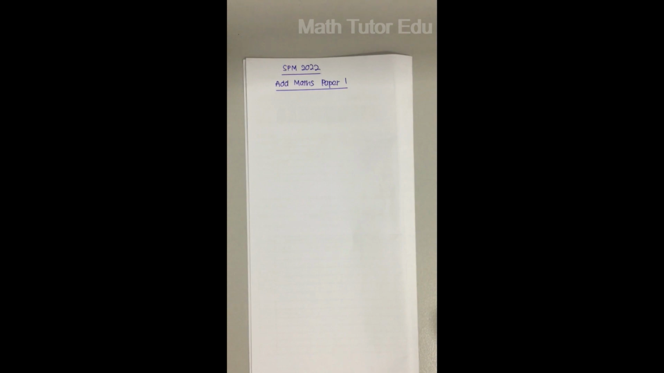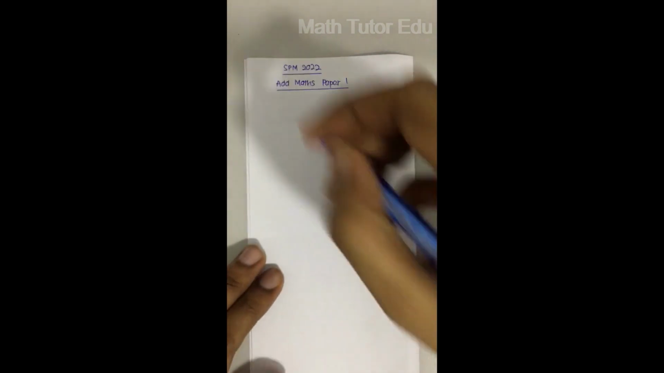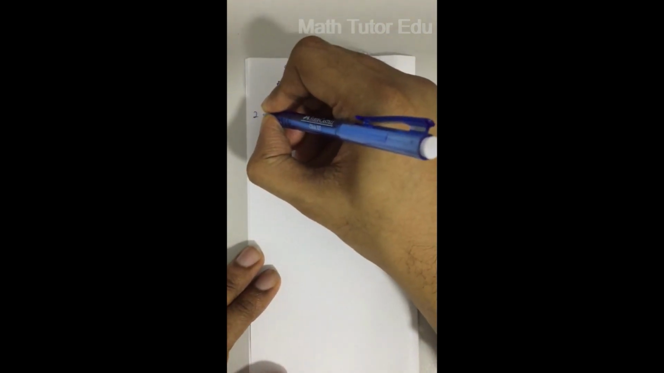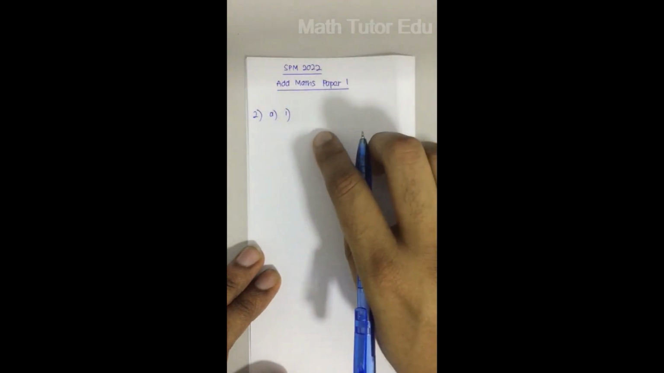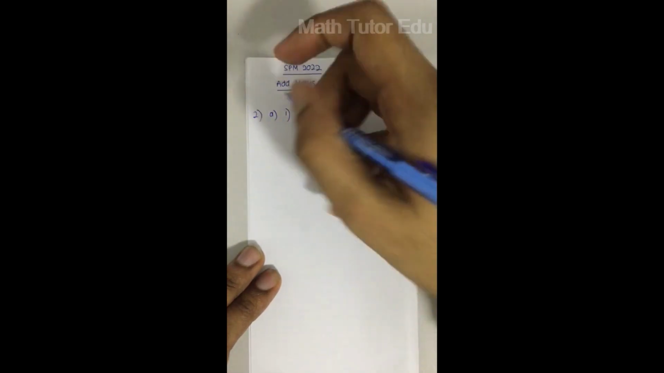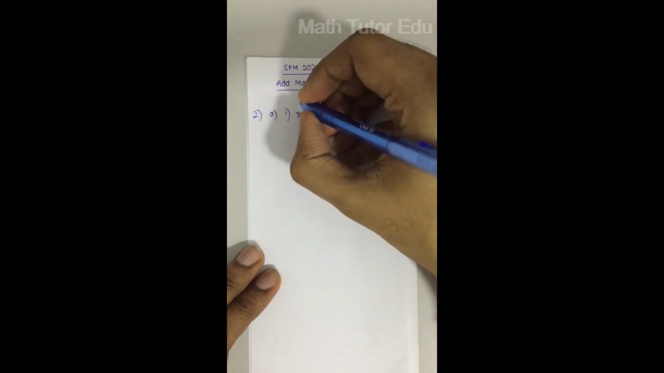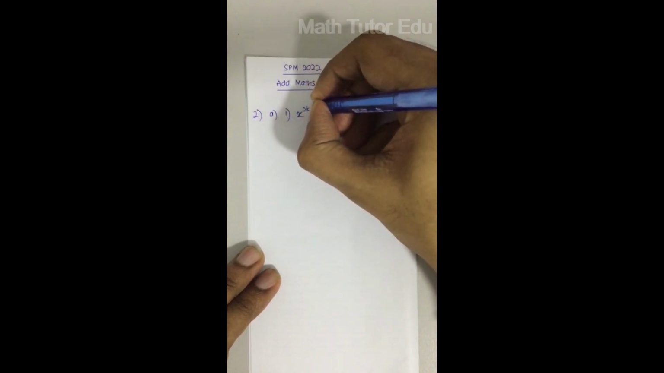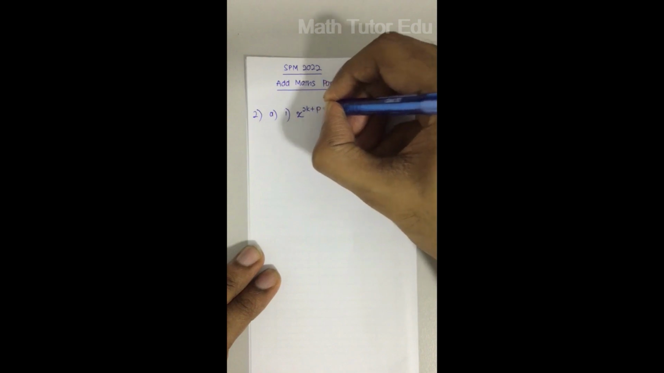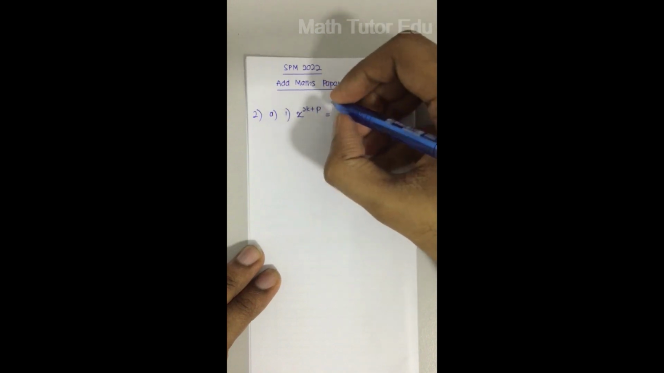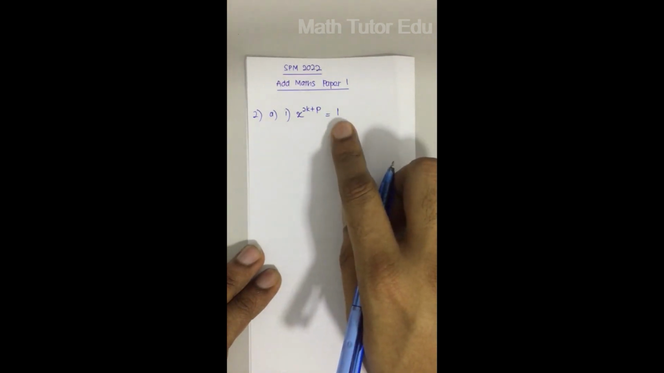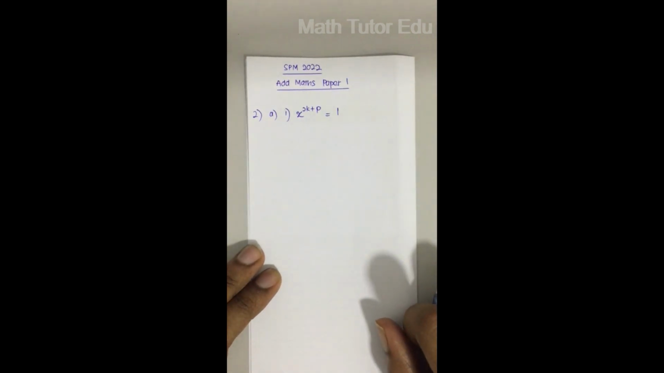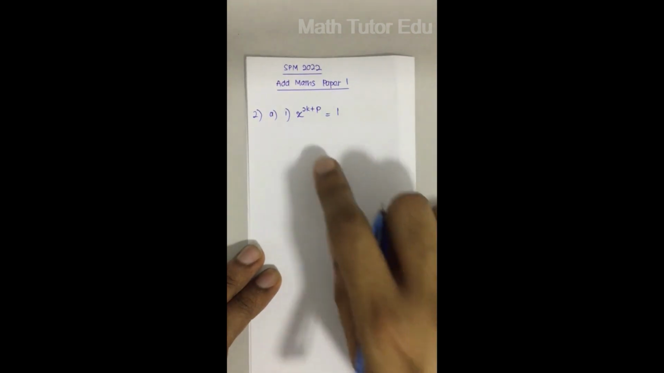Start with the first Roman. Given that x to the power of 2k plus p equals 1, we need to express p in terms of k using this given equation. So how are we going to solve this equation?